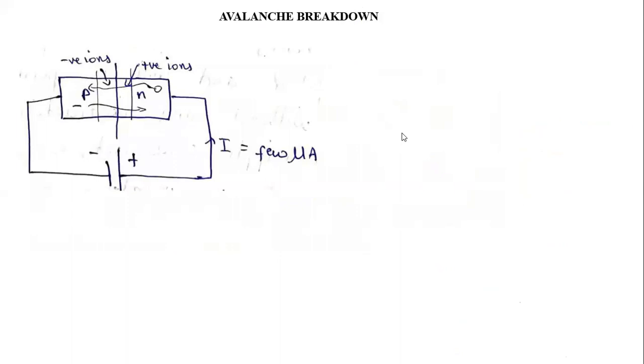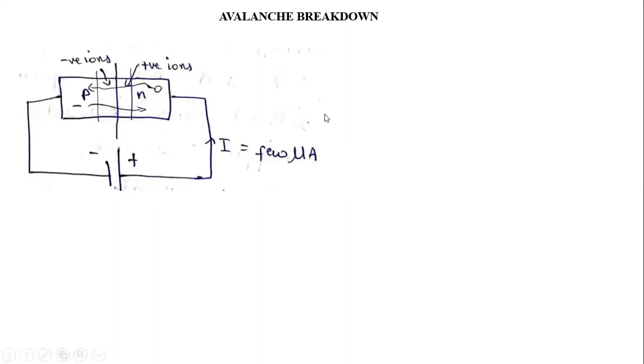So I have talked about this valence breakdown before. As I said before, in a p-n junction, on the p side there are minority electrons, and on the n side there are minority holes. So when you connect reverse biasing, connecting positive to n type and negative to p type, this negative power supply will give additional energy to these electrons, and these electrons will be accelerated under the action of this reverse biasing.